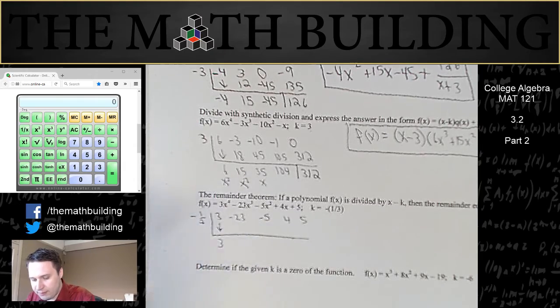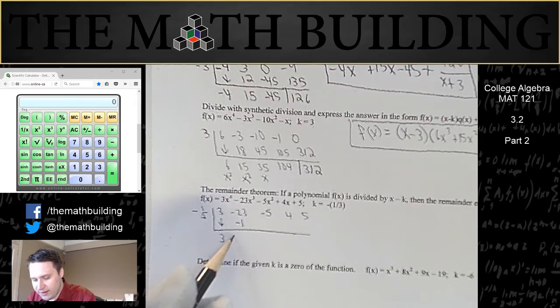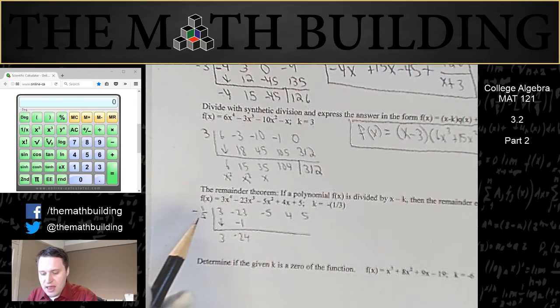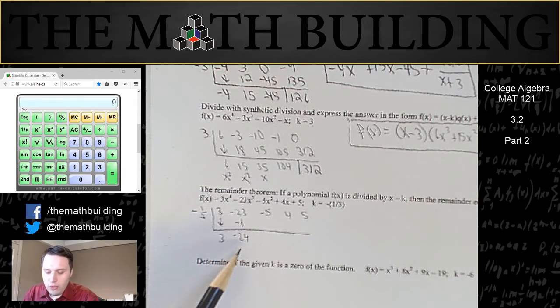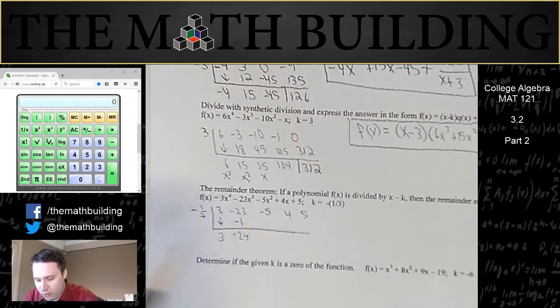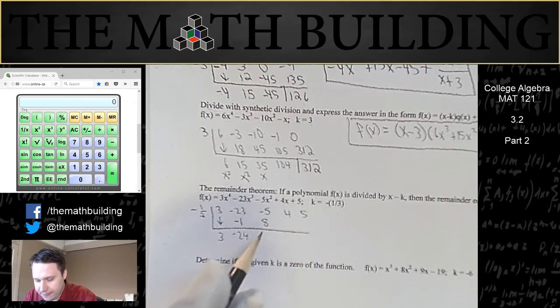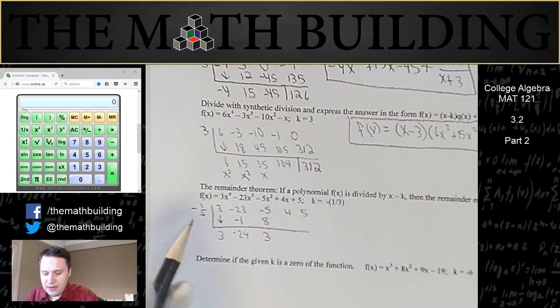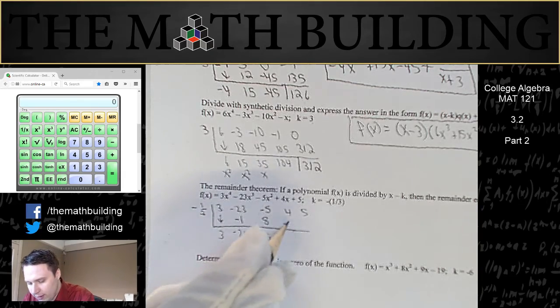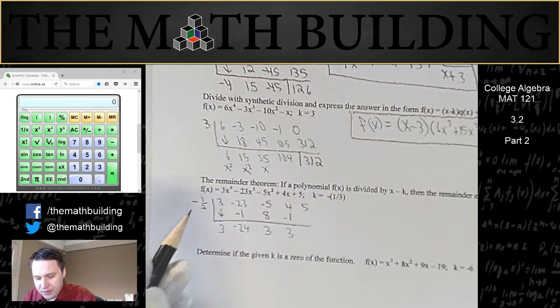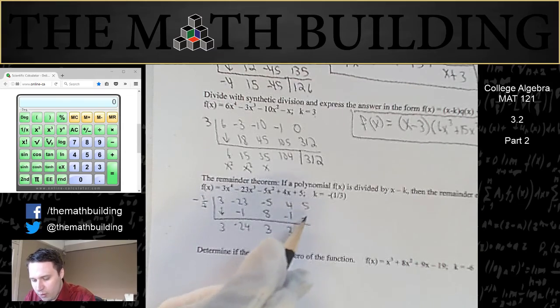So bring down the 3. Negative a third times 3 is negative 1. Negative 23 minus 1 is negative 24. Negative a third times negative 24 is a positive number. 24 divided by 3 is 8. Add these down. Negative a third times 3 is negative 1. Add it down. Negative a third times 3 is negative 1.